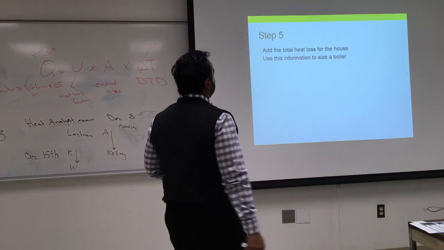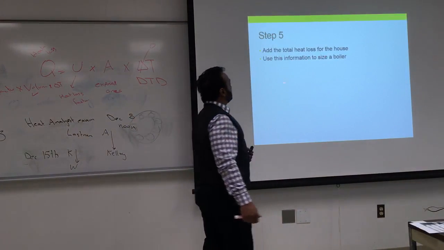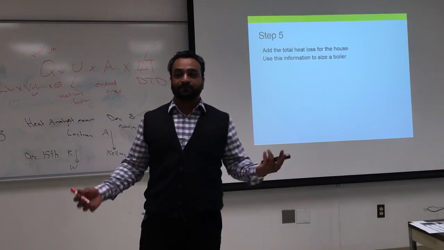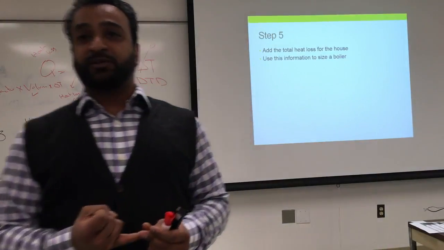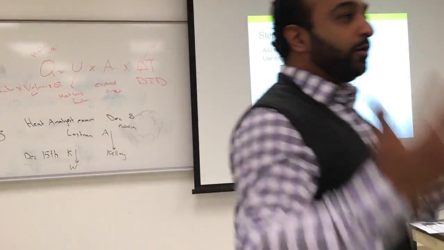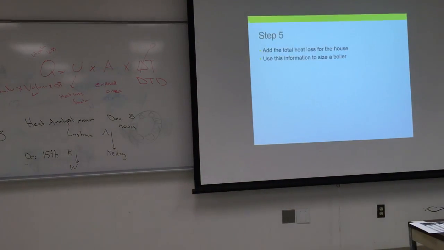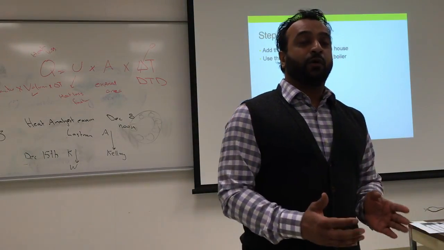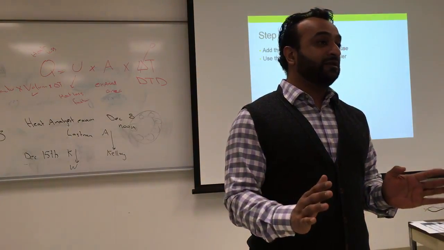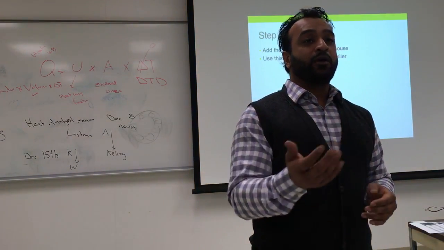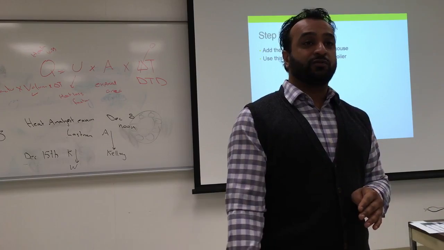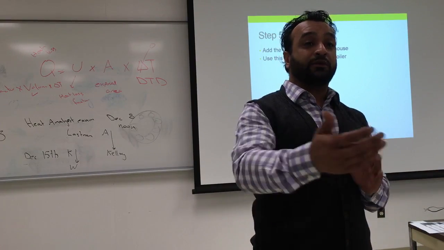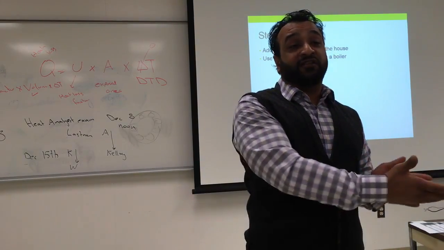So step 5, the total heat loss for the house. Use the information to size the boiler. We did the 20%. So at the end, we have all our heat loss. We add 15% to the entire house. Why? What we size is basically the amount of heat required to keep the house hot based on the heat loss. What if the house is starting from really 0? We're not just keeping, we have to start from the beginning. We're not at 70 yet.